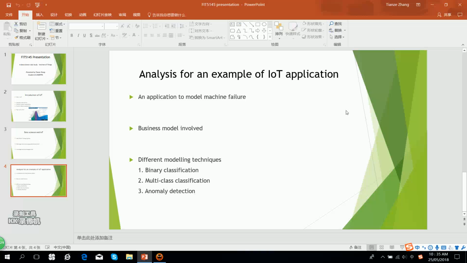Binary classification is generally used for 1 or 0 prediction. For example, predict if a failure will happen in a certain period. For multi-class classification, for example, whether the engine will fail in the next 30 days or 20 days or 10 days and so forth.